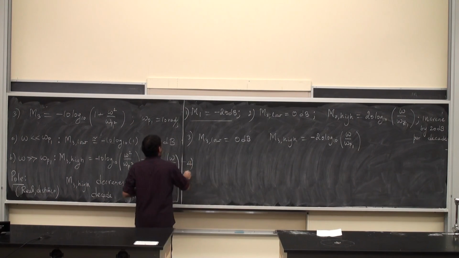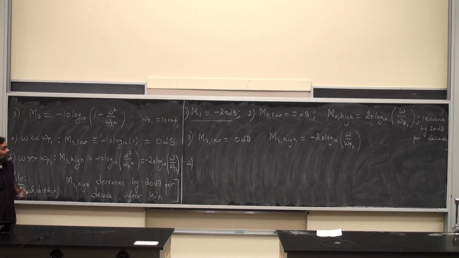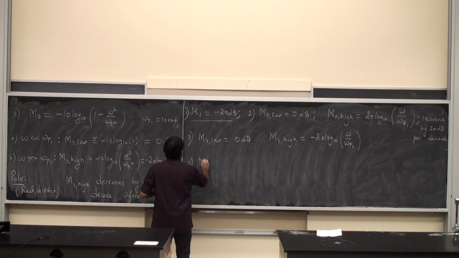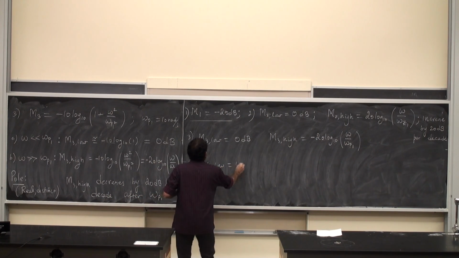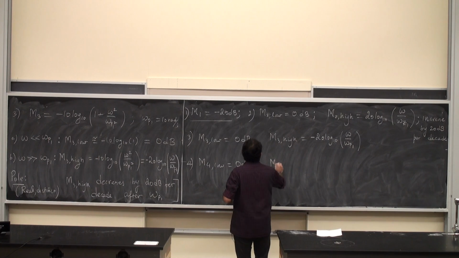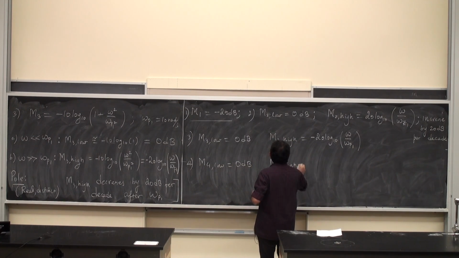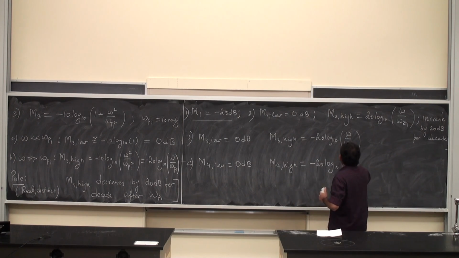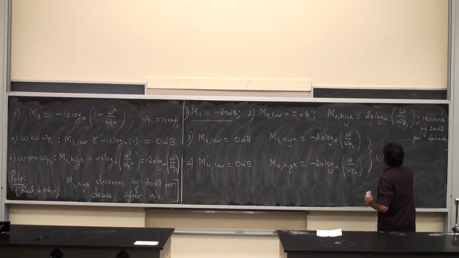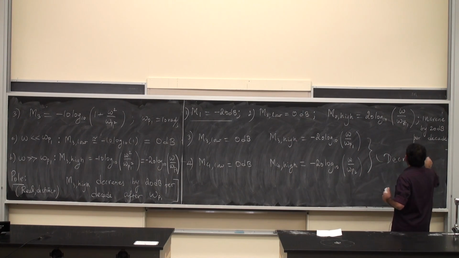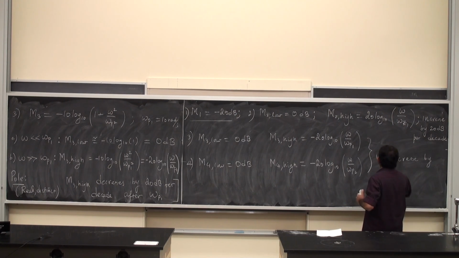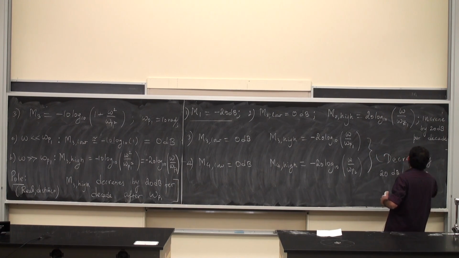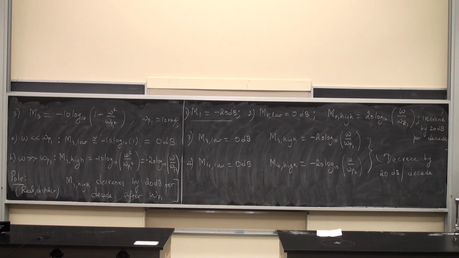And the last one, I'm not going to do it, but the behavior is the same. So M4 low, 0 decibels, M4 high, minus 20, decrease by 20 decibels per decade after omega P1 and omega P2 respectively.